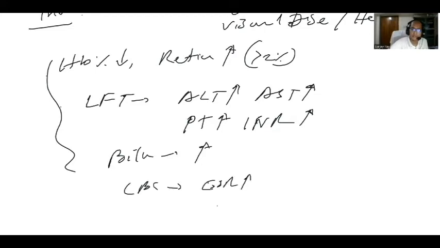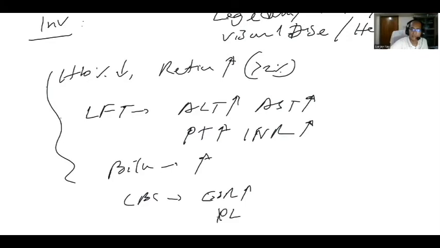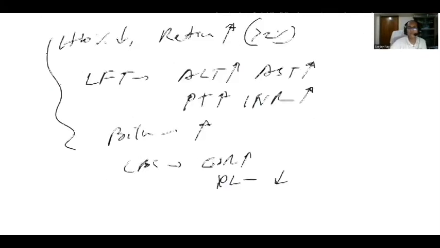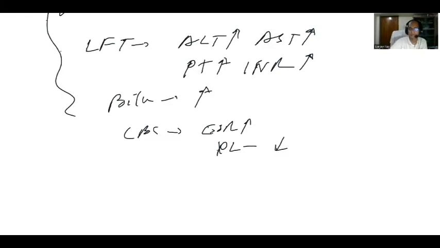So very simple investigation here, and most importantly, the platelet count on CBC will be low. The patient may have coagulopathy. So PT, INR, APTT, all these may be abnormal.